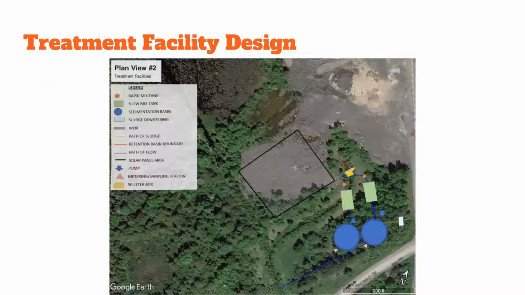So then here's just another overview of it. As you can see, starting here, going to the splitter box, then it goes down these two different branches of the facility. We designed for two different branches just in case we needed to take one down for maintenance, and one side should be able to treat maximum flow.